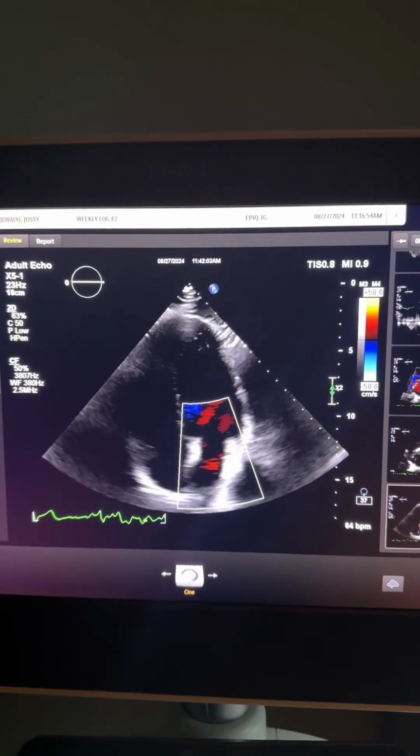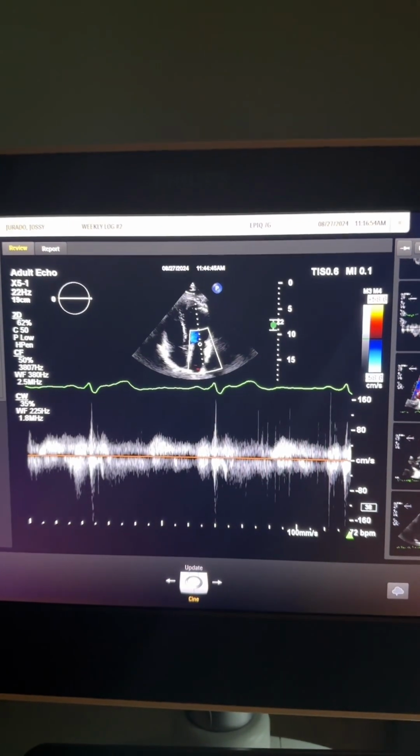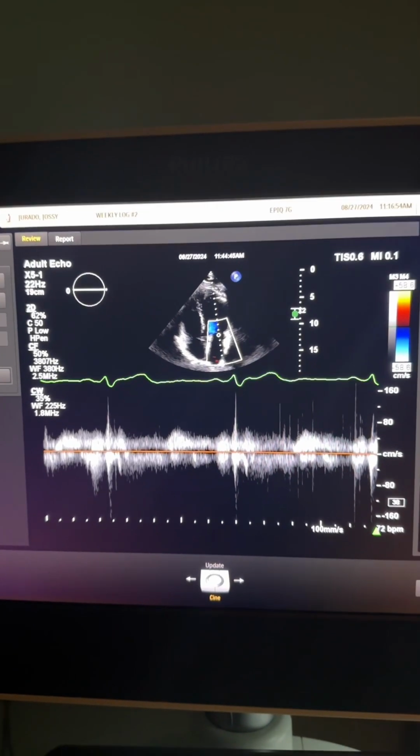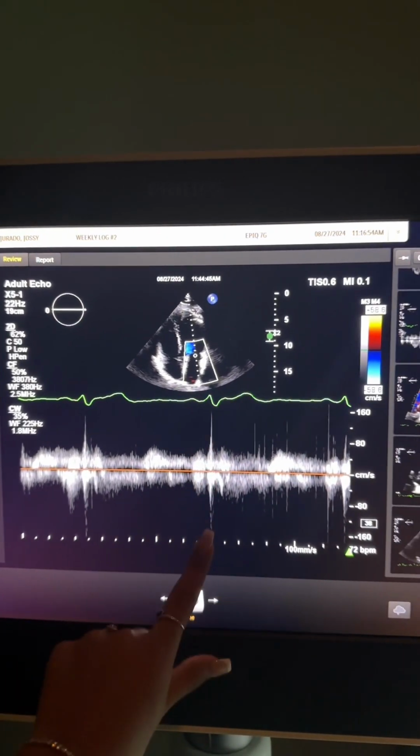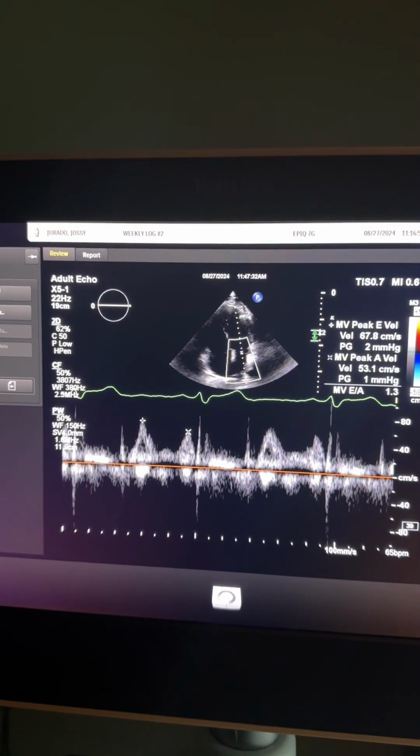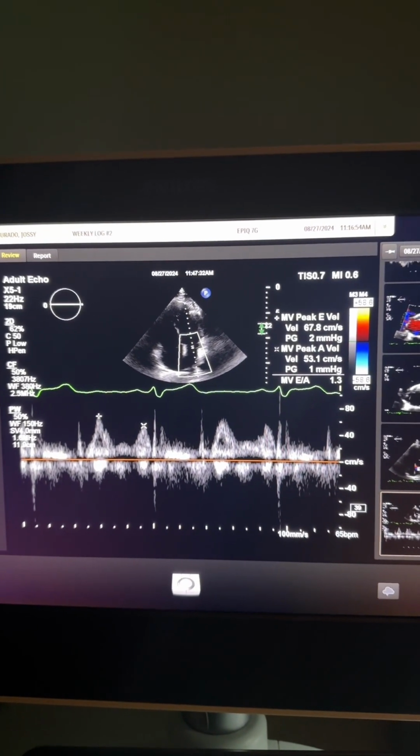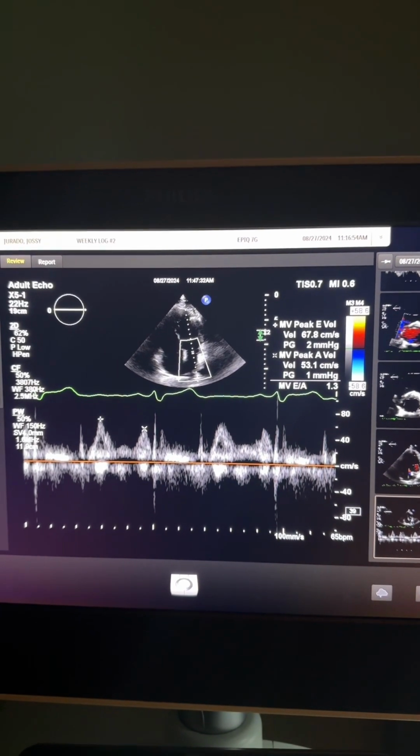colored my mitral valve, and added continuous wave. Here it could be visualized the leaflet closure. In pulsed wave, I measured the peak E velocity and peak A velocity.